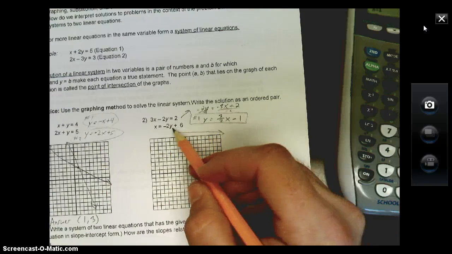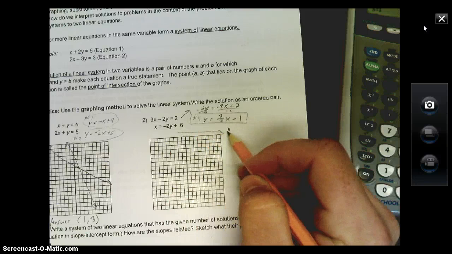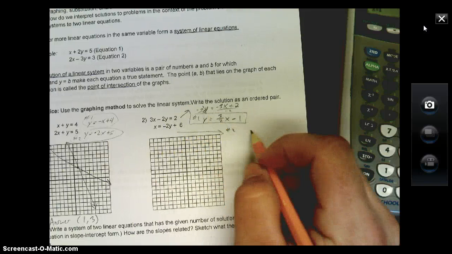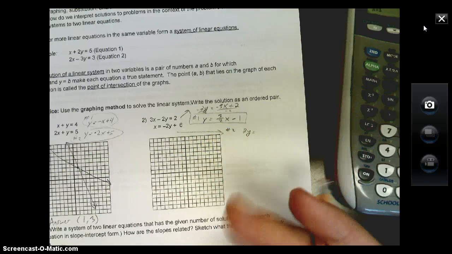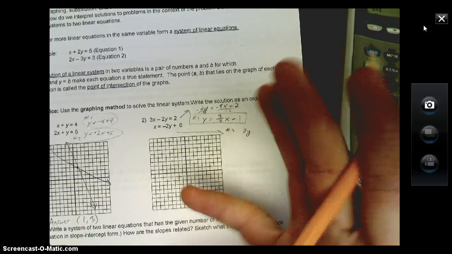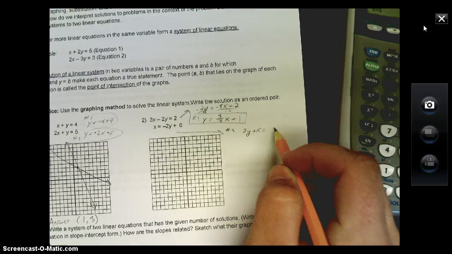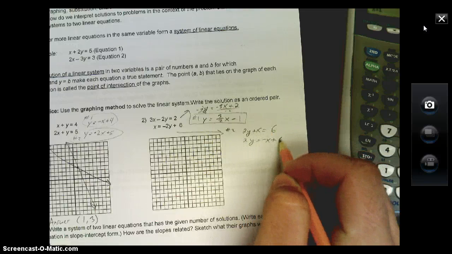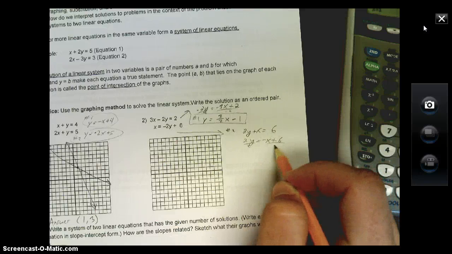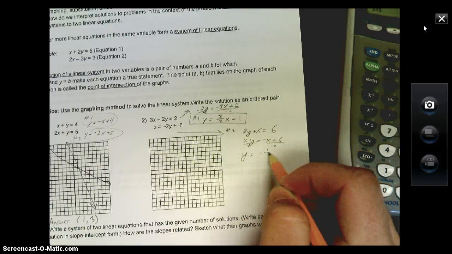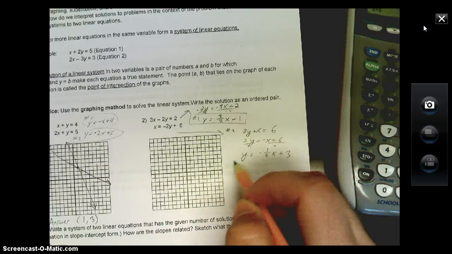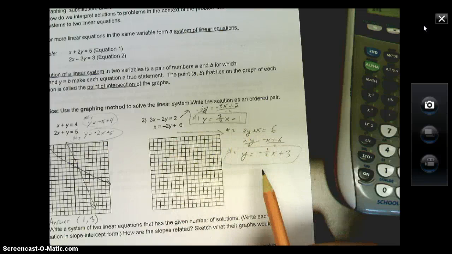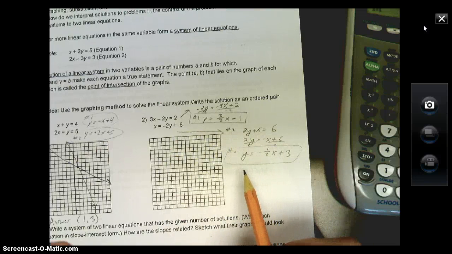y2, okay, I want to get this by itself. Let's see, add 2y over, 2y plus x equals 6. Subtract the x over, divide both sides by 2. So y equals negative 1/2 x plus 3. There's my number 2. Type this one in, type that one in, and let's see what you guys can come up with.